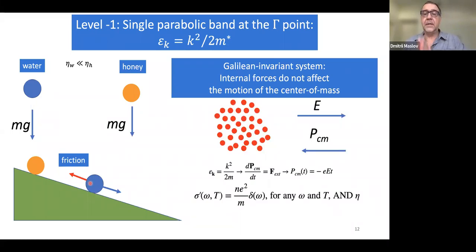All right, so if we try to translate it into the physics of solids, we have a bunch of electrons here, which we replaced by a Galilean invariant system. We apply an electric field. Well, what is going to happen? The momentum of the center of mass will be directed opposite to the field, because electrons are negatively charged, but the internal forces will not have any effect on the motion of the center of mass, and the momentum of the center of mass in magnitude will just increase linearly with time, which means that we wouldn't be able to establish any kind of steady state.